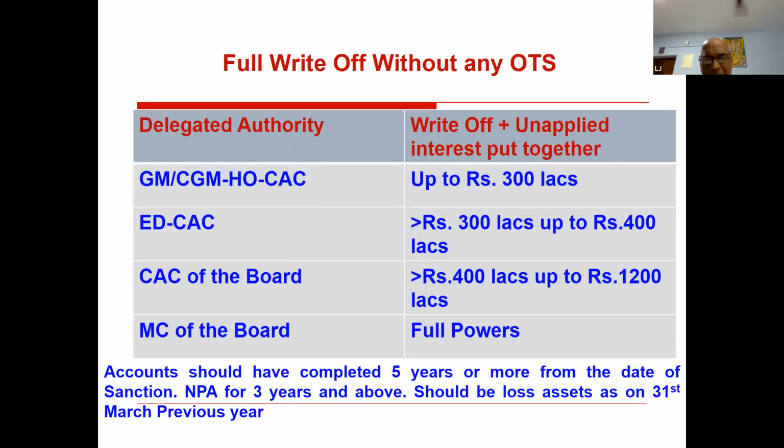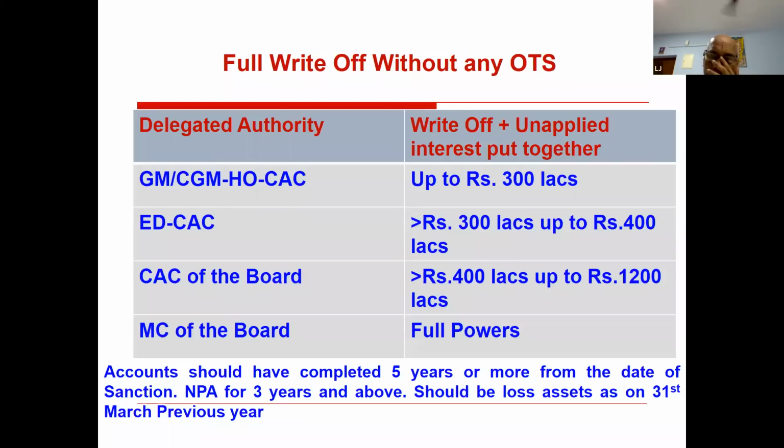So who has to permit a write-off proposal if full write-off is asked for without any OTS amount in an NPA account? Earlier, in the RO, some authorities had power, and the circle office also had some power. Now, in the case of full write-off without any OTS, the minimum authority who has to sanction is GM, CGM, HOCAC, then other higher authorities in the head office. So up to circle power, no authority has power to do a full write-off without any OTS amount.